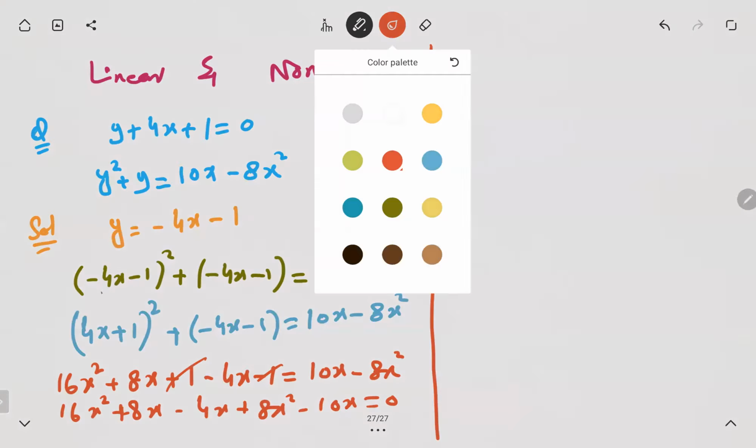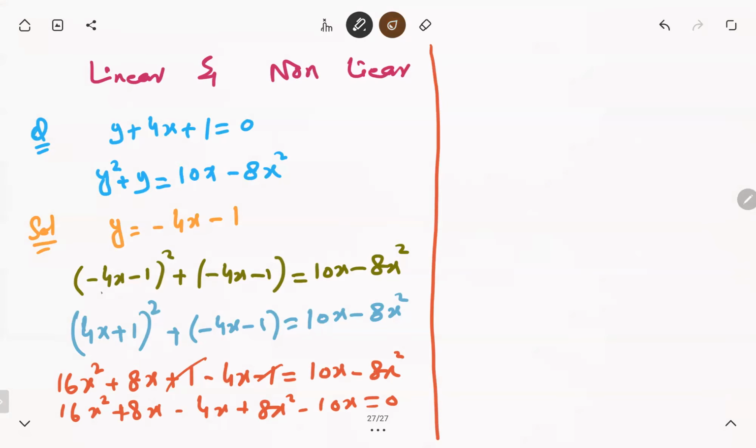Add and subtract the like terms. 16x square plus 8x square is 24x square. 8x minus 4x is 4x. 4x minus 10x is minus 6x. So here we got the quadratic equation 24x square minus 6x is equal to 0.